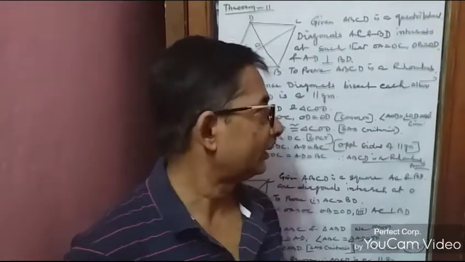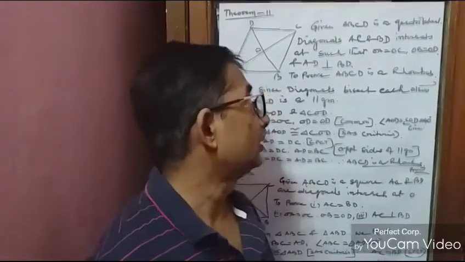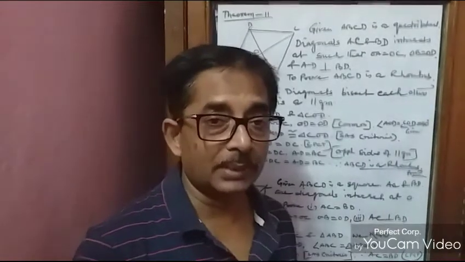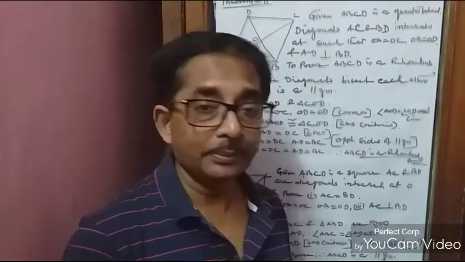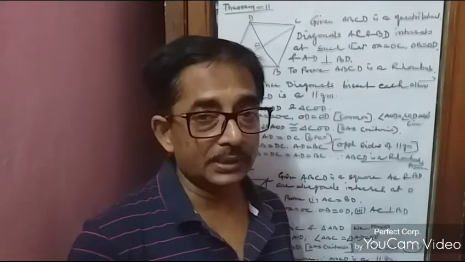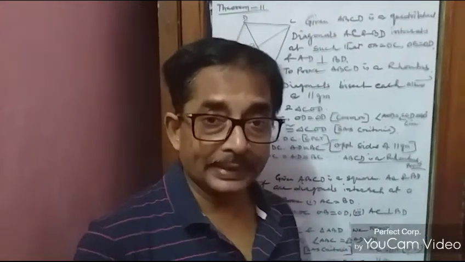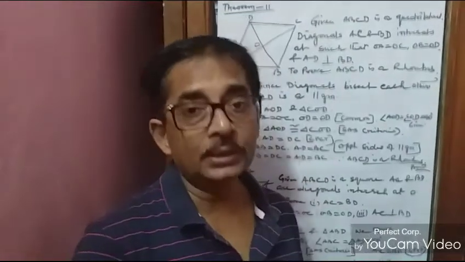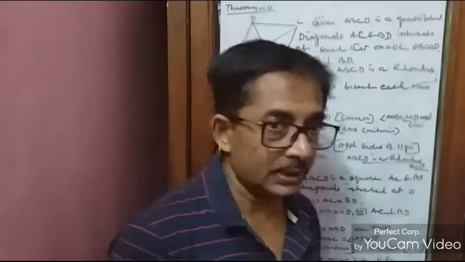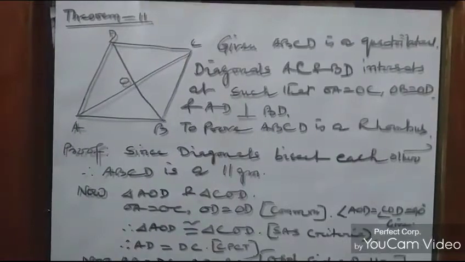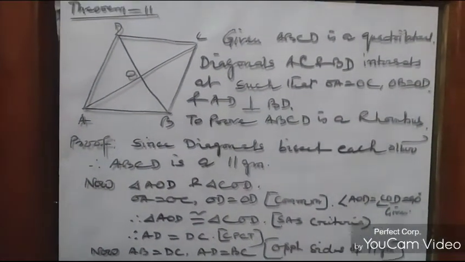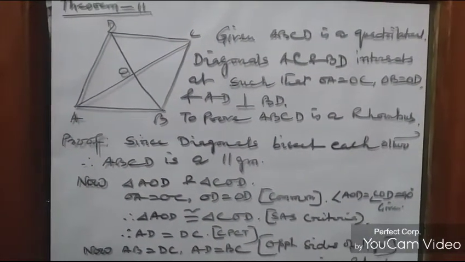Hello students, here we are going to solve some other theorems on the same chapter, that is the quadrilateral, and these are the results on rectangle, square and also the rhombus. See, theorem number 11 is given. This is actually the converse of theorem number 10.